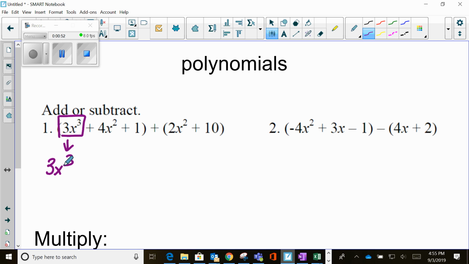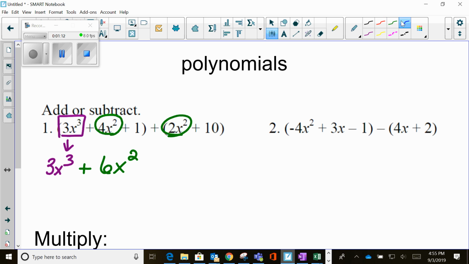Next, I'm going to look for any terms that have an x squared. They have to have the same variable with the same exponent. So I have a positive 4x squared. I'm looking down the line, and I'm going to combine that with my like term, 2x squared, so that I get a total of 6x squared.